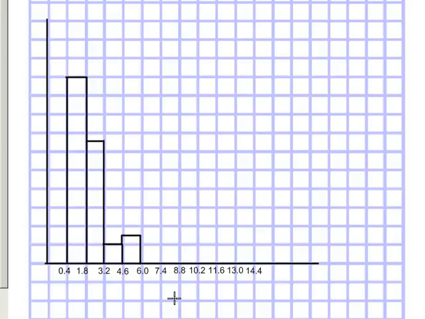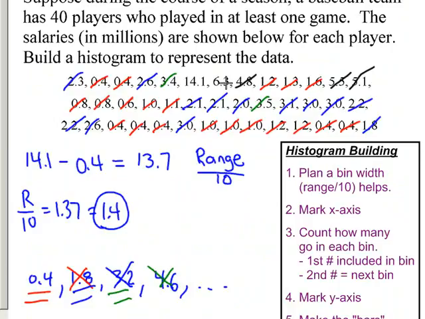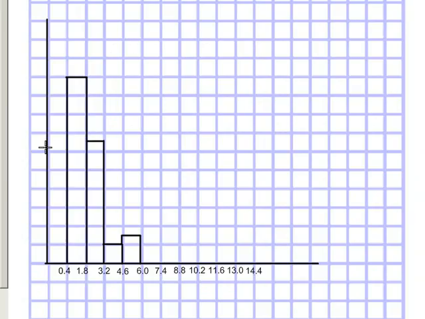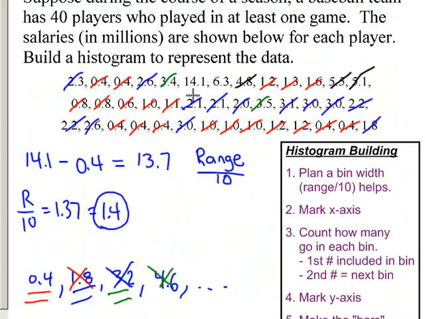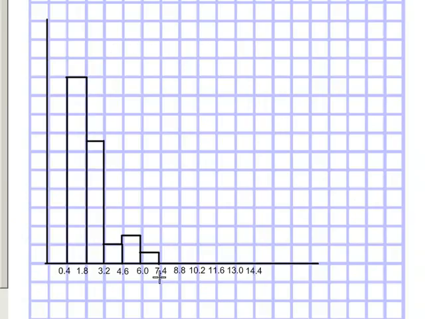And then we have 6 to 7.4. Looking at what's left here, it looks like I have one number there. 6 to 7.4 is going to have just one number. So I'll draw in that bin. And notice now there's only one data point left, and that's this 14.1. There's only one person left to account for in my graph. 14.1 actually falls way over here in this category. So my bin is going to be way over here on the right.